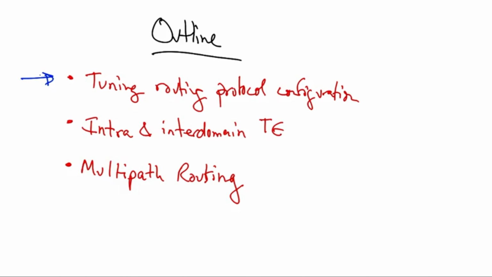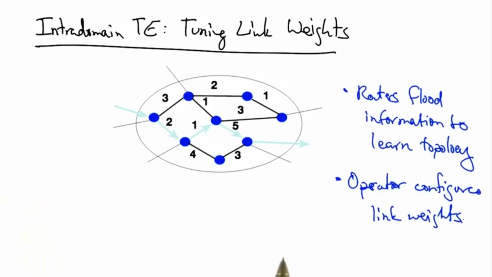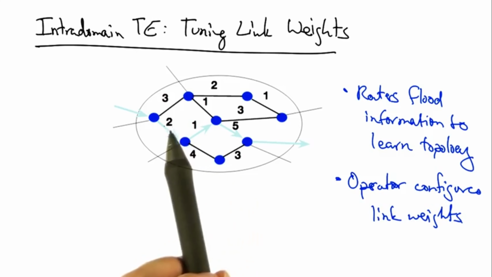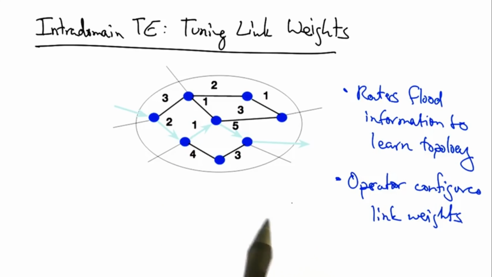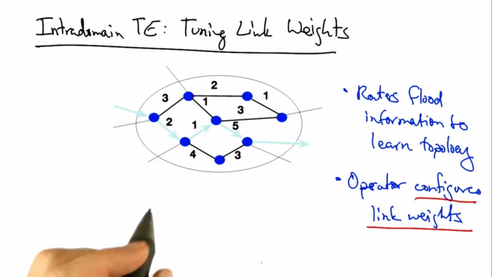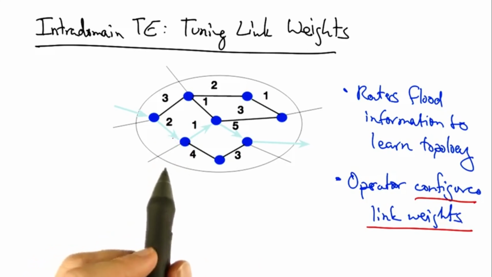Let's start by looking at how network operators can tune static link weights in a routing protocol like OSPF or ISIS to affect how traffic flows through the network. Let's assume that we have a single autonomous system with static link weights as shown. In such a setup, routers will flood information to one another to learn the network topology, including the link weights, on links connecting individual routers. An operator can affect how traffic flows through the network by configuring the link weights. By changing the link weight configuration, an operator can affect the shortest path between 2 points in this graph, thus affecting the way that traffic flows.